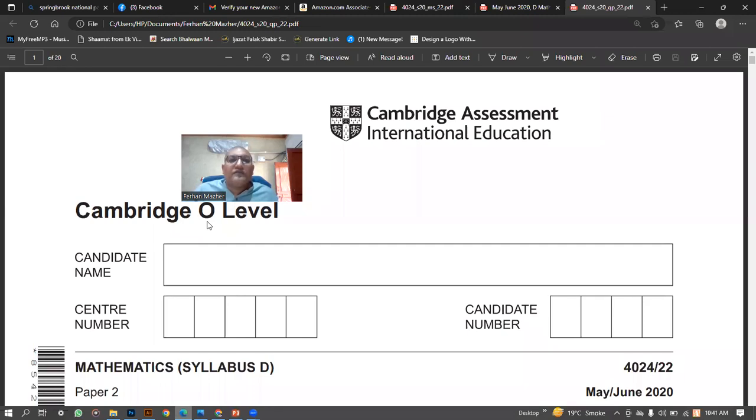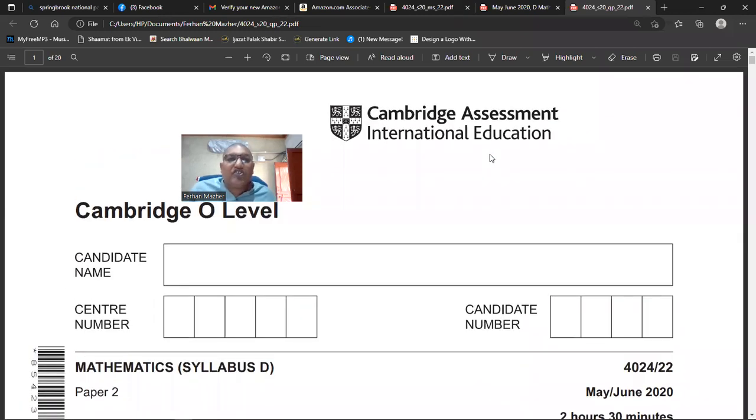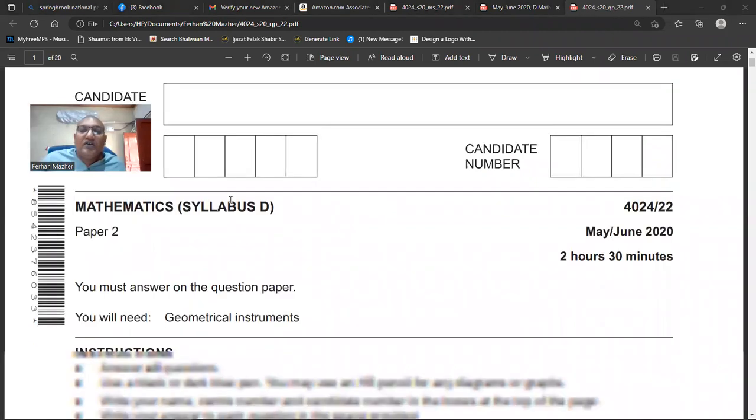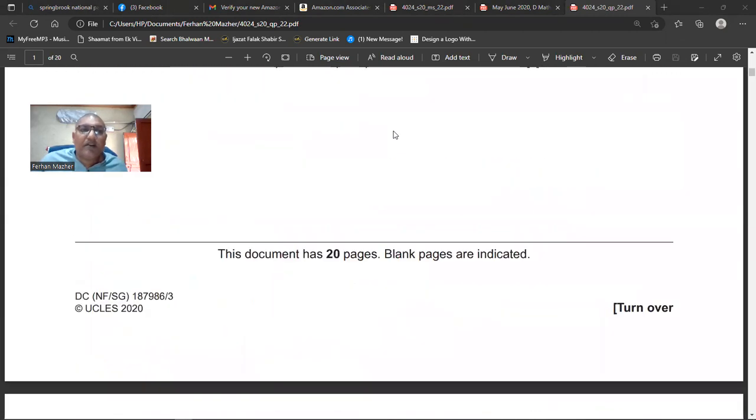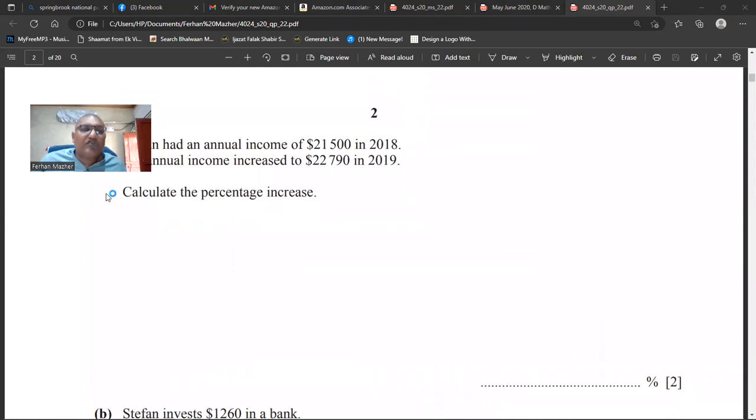So here we go. The paper coming in on your screen is May-June 2020 paper 2, and this paper 2 belongs from the zone 2. The time allowed is 2 hours 30 minutes. The calculator is allowed in this paper. So let's start from the question number 1.